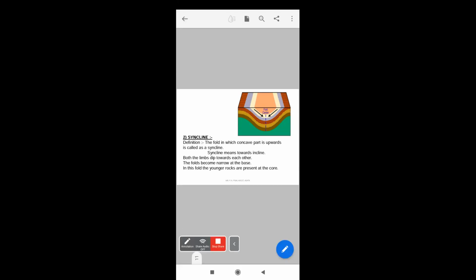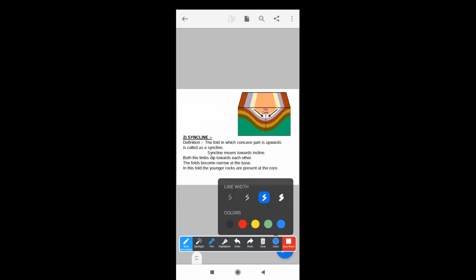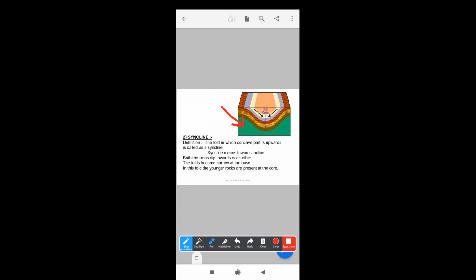That's why it is considered as a syncline fold. It is completely opposite to the anticline fold. Now, syncline means towards incline. Why is it considered as towards incline? Now, when you look at the dip direction of both these sides, the dip direction of this side is towards this side, and of the other is towards this side. Both the limbs dip towards each other.